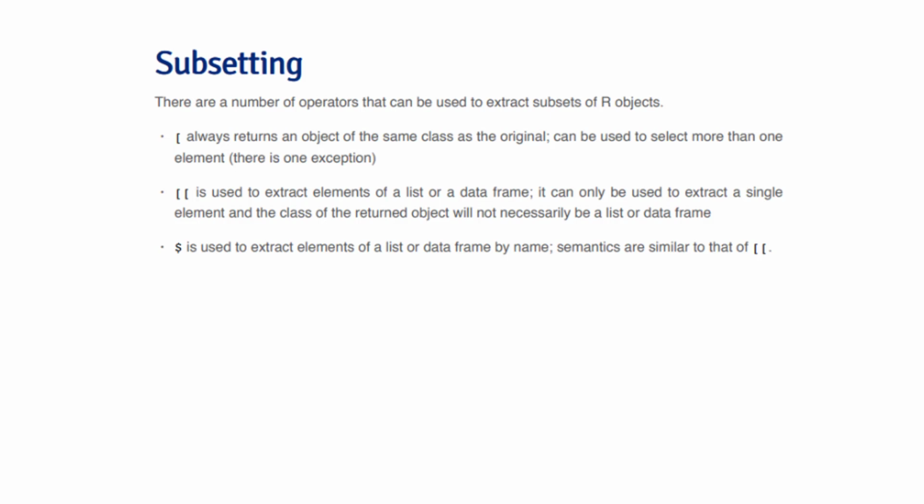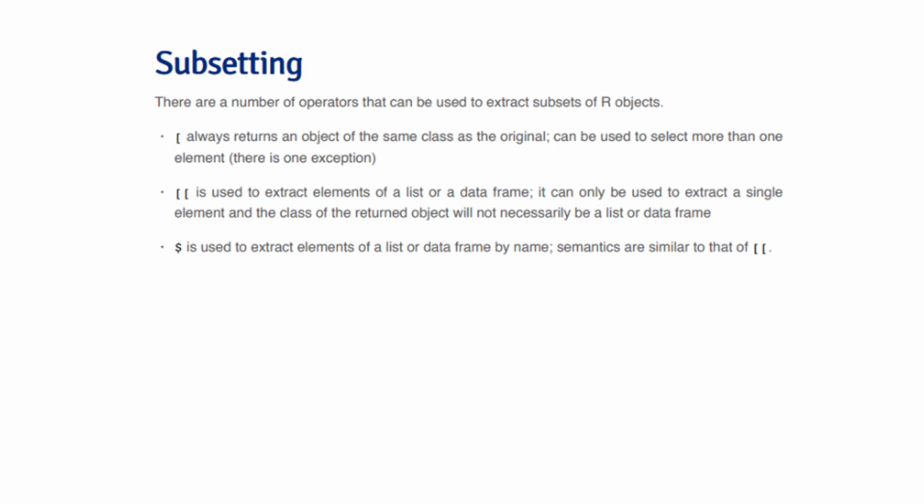The idea with the double bracket operator is that lists can hold things that are of many different classes. They don't all have to be the same. So the first element might be a numeric vector, the second element might be a data frame, the third element might be a complex vector, etc. And so when you use the double bracket operator to extract an element of a list, the object that comes back may not be a list, it may be an object of a totally different class. So that's what the double bracket operator is useful for.